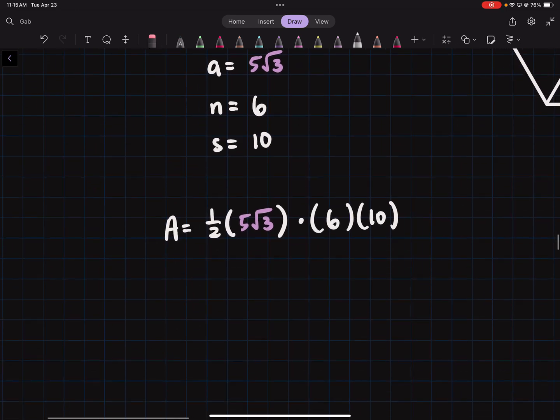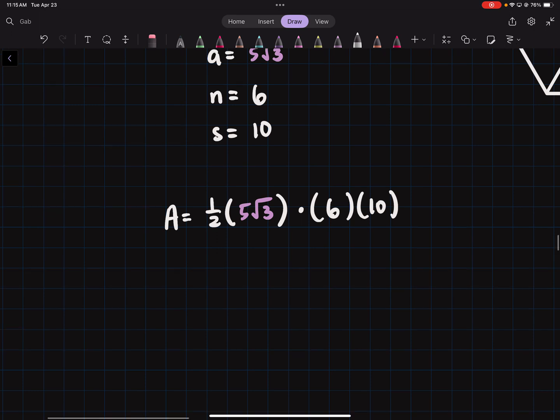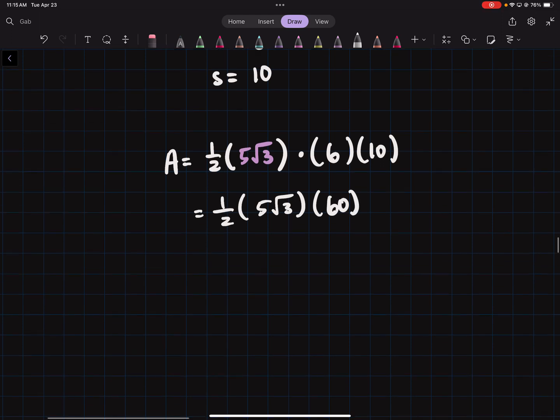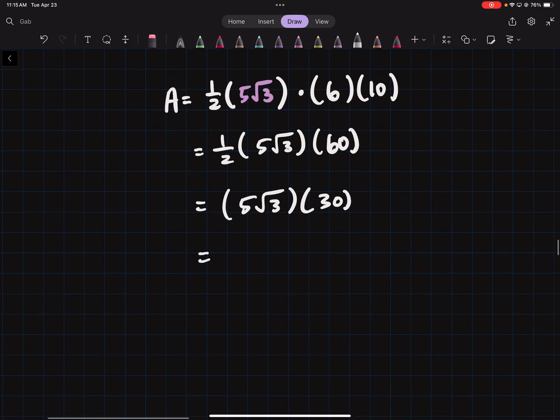If you're gonna do this by hand, I would do it like this. I think Ryan did it by hand. So you do 6 times 10, which is 60, and then you choose to do the 1/2 times 60 because it's easier to deal with, right? That gives you 30. And then 30 times 5 is 150 radical 3. That is your answer if you were to leave it with the radical.